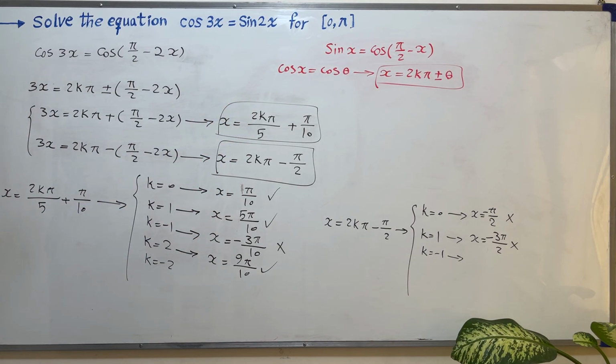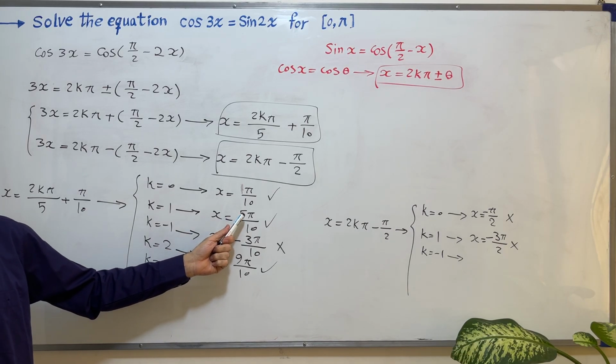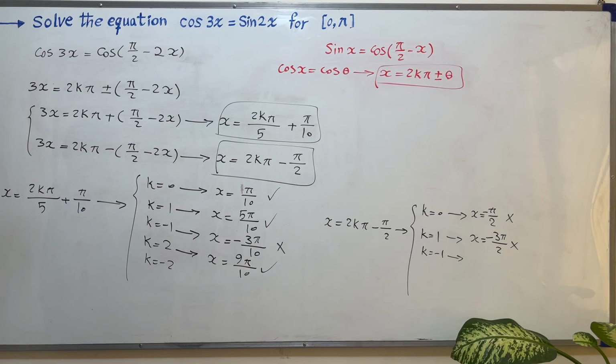Therefore, the final answers are pi over 10, 5 pi over 10, and 9 pi over 10.